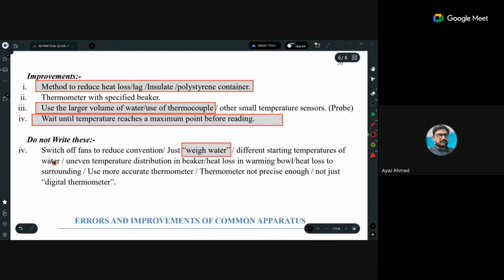When we are going to perform the experiment, most of the time we have to keep the starting temperature the same. And uneven temperature distribution, here you can do one more thing. For example, for liquid heating experiments, you can say that we can stir the water regularly, continuously, to ensure even distribution of temperature.